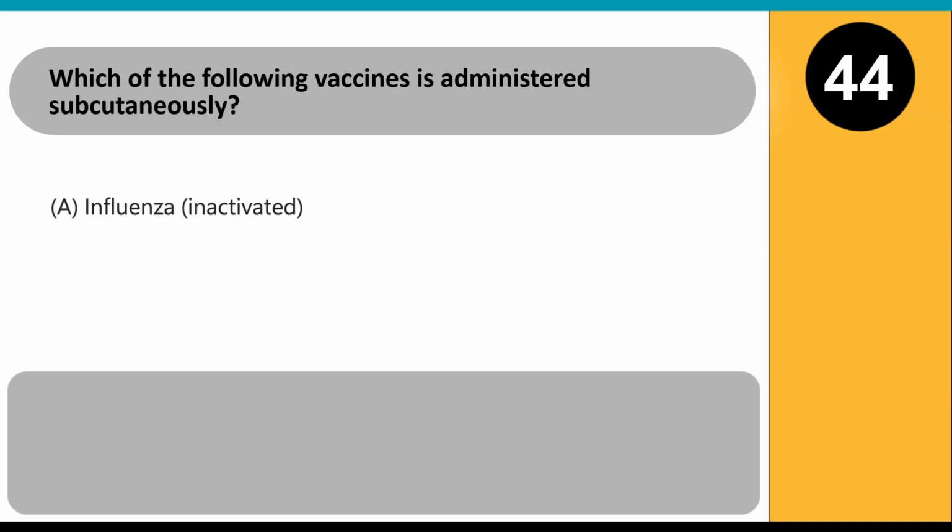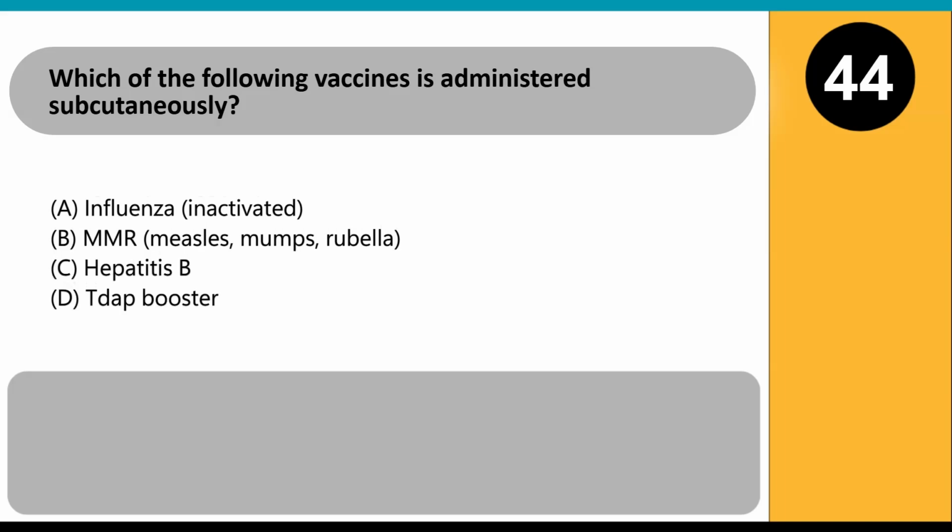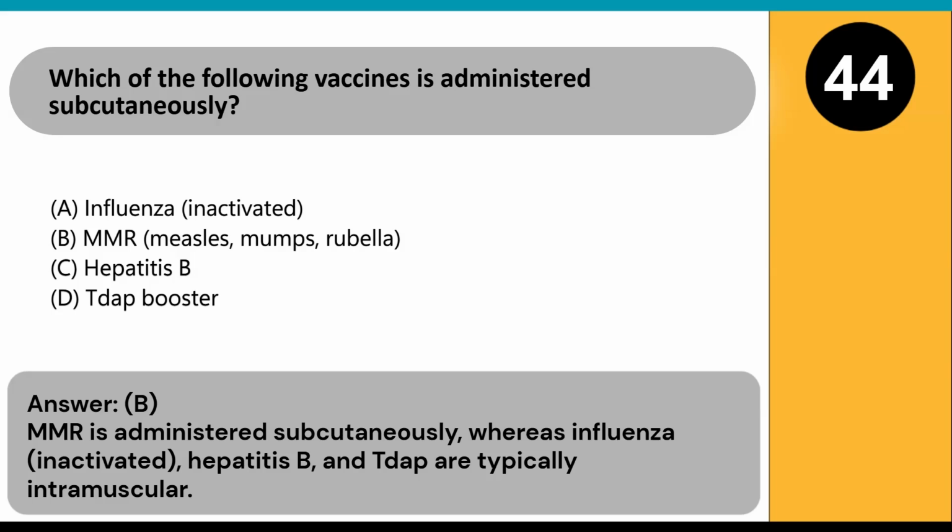Which of the following vaccines is administered subcutaneously? A. Influenza, inactivated. B. MMR, measles, mumps, rubella. C. Hepatitis B. D. Tdap booster. Answer: B. MMR is administered subcutaneously, whereas influenza (inactivated), hepatitis B, and Tdap are typically intramuscular.